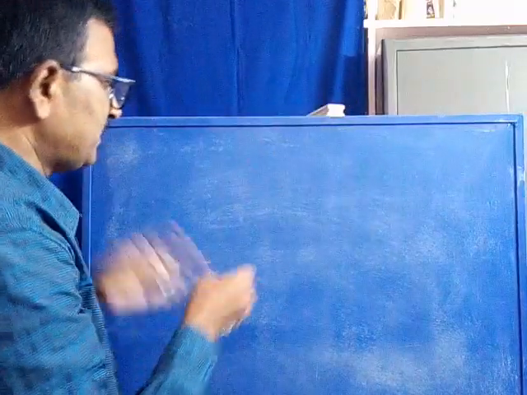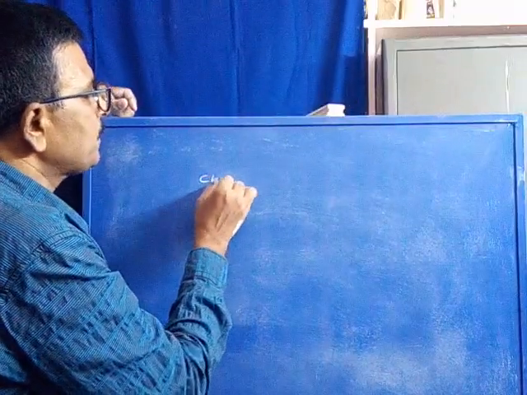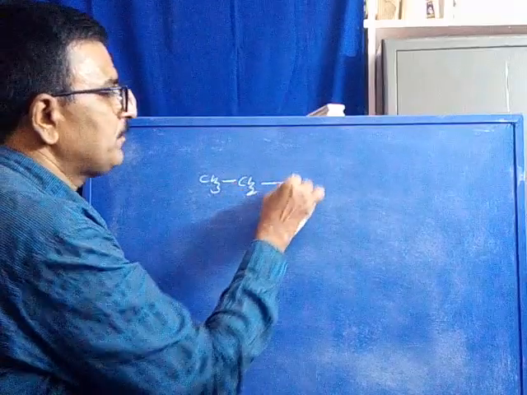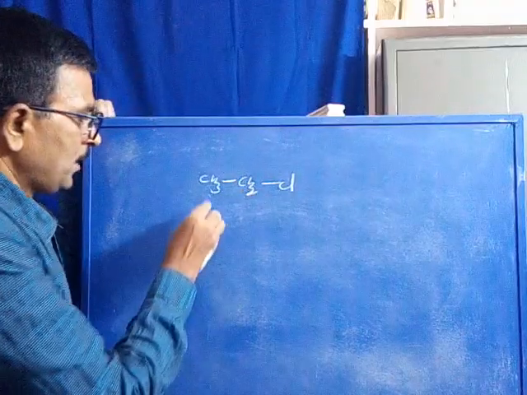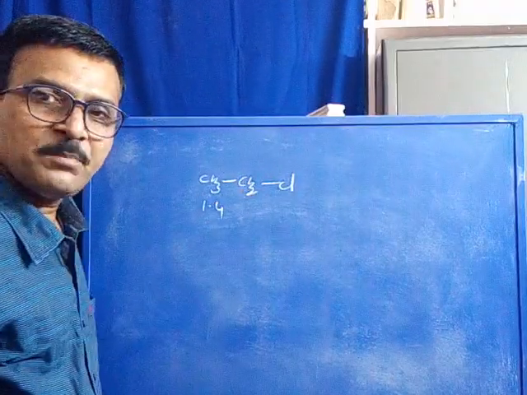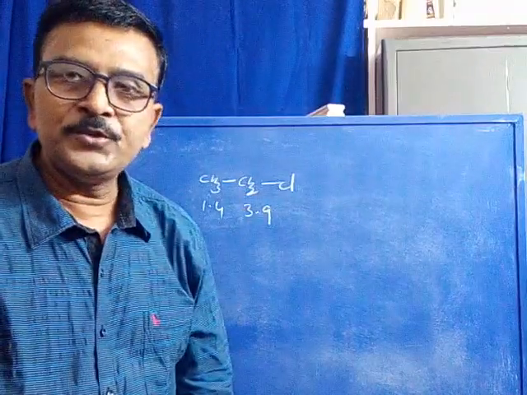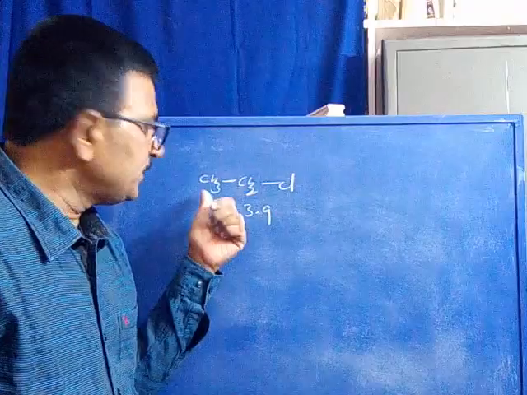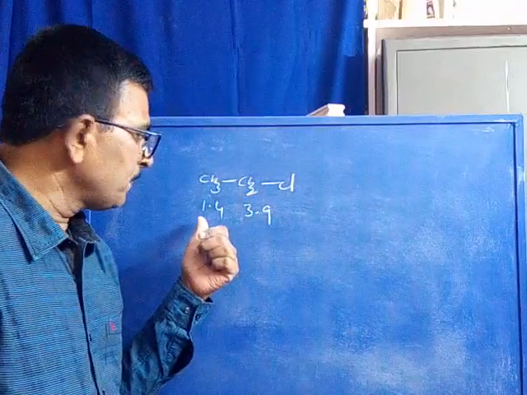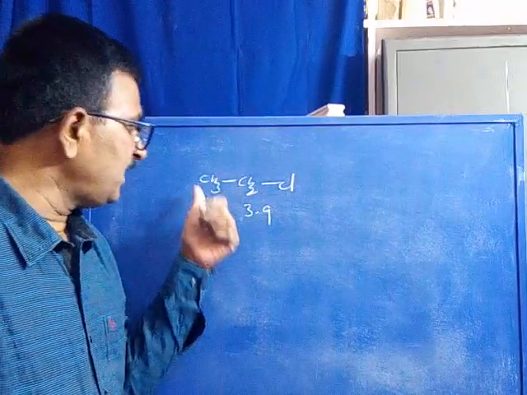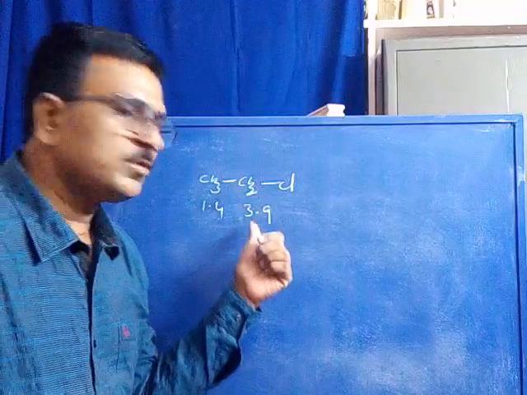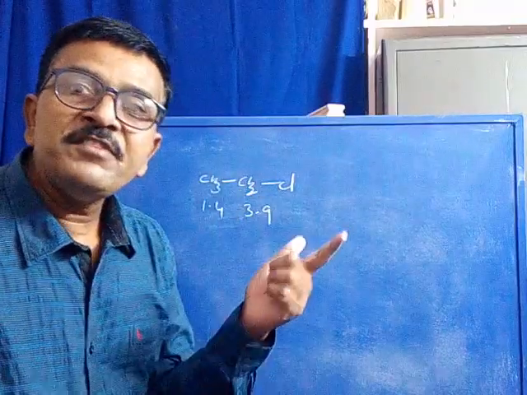Now, let us take other examples. CH3, CH2, Cl, ethyl chloride. 1.4 for the CH3 protons, 3.9 for the CH2 protons. You can see there are 2 sets of protons with different frequencies. For CH3 it is 1.4, for CH2 it is 3.9. The frequencies are different.